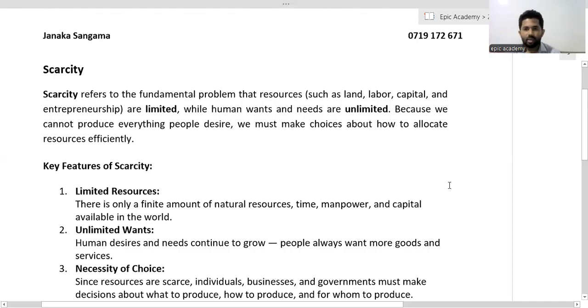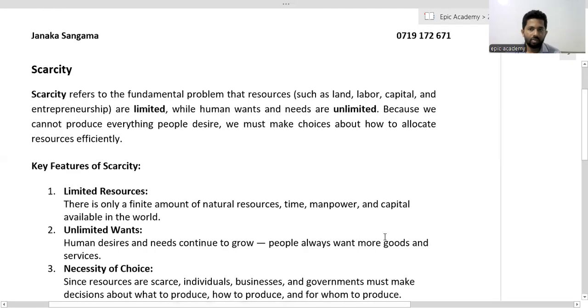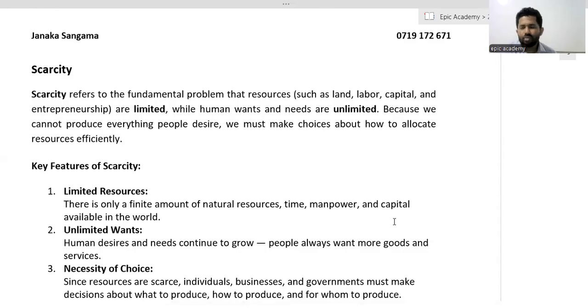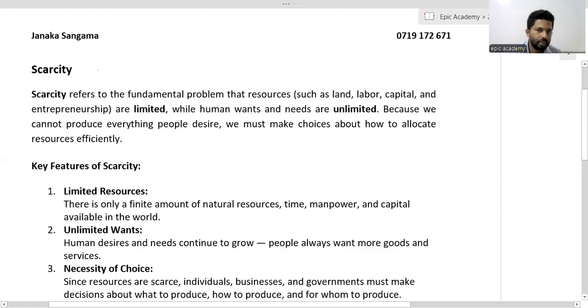Now we are going to discuss scarcity. How we can develop that scarcity. What is the nature of scarcity? Why do we need to discuss that scarcity? Those are the things which we are going to discuss related to this particular topic. Right. Scarcity is the central problem of the economy. Just understand that part first of all. Central problem.